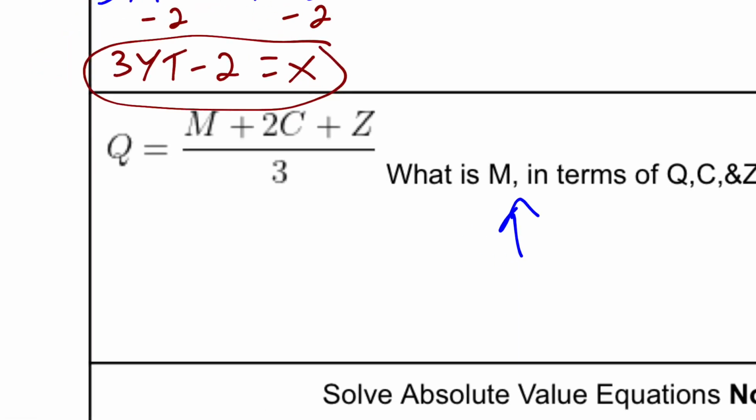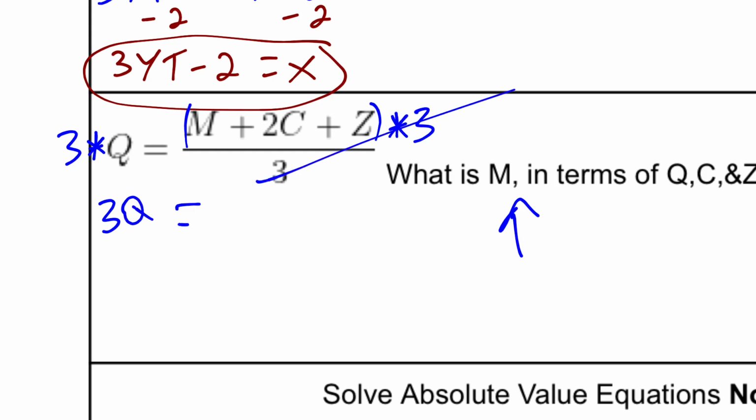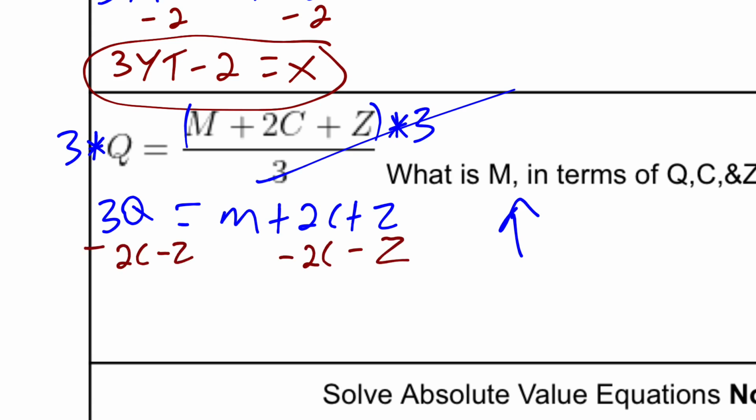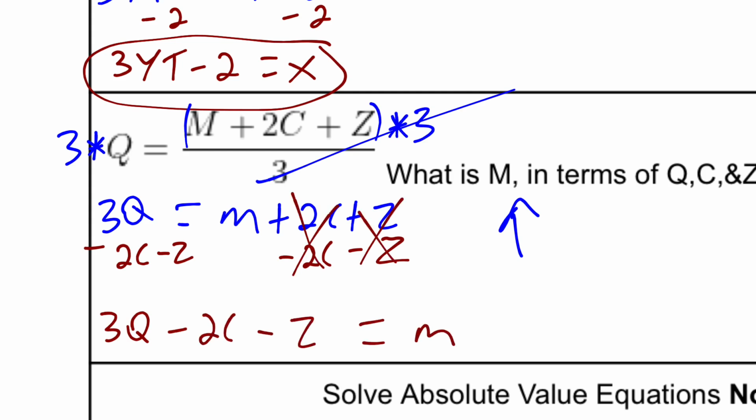If you want to get m by itself, remember that these are implied parentheses, so we're going to deal with that later. And the first thing we're going to cancel out is the division of 3 by multiplying by 3. So we have 3q on the left, this goes away, and we have m plus 2c plus z. Now let's just go ahead and subtract 2c and z at the same time, why not? On the left, what is 3q minus 2c minus z? Well, it's just that. All this cancels out, and we are done.